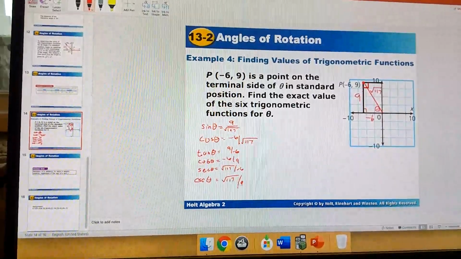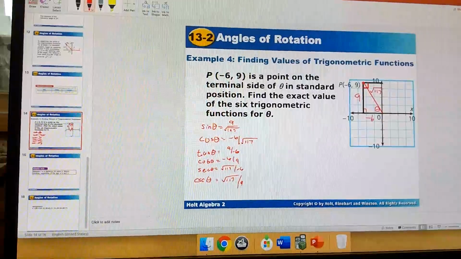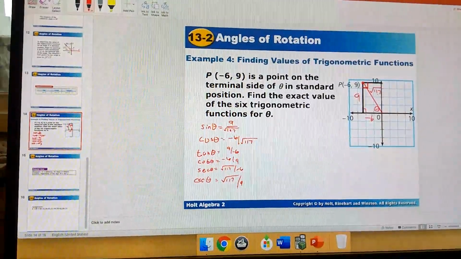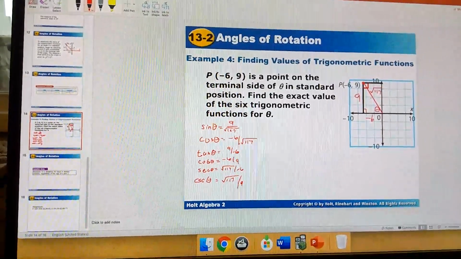This side is 9. So by using the Pythagorean theorem, if you take 9 squared, which is 81, plus, well, remember when you square negative 6, it turns into 36. That gives you 117. So we'll take the square root, and not a very friendly number. So now we've got all three sides.